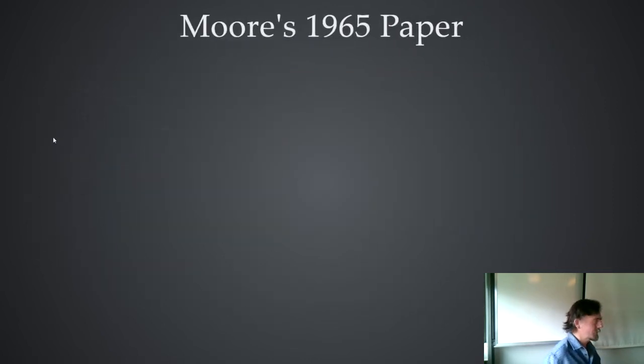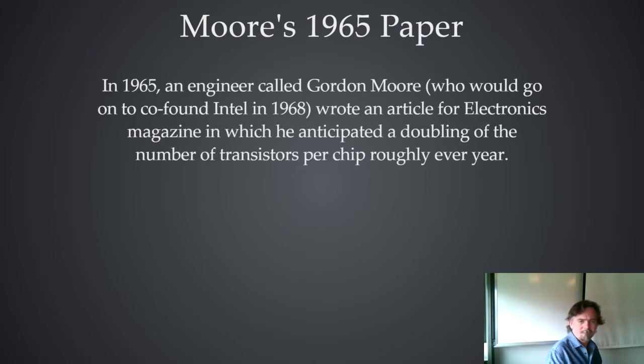So this is where Moore's law comes in. There's a guy called Gordon Moore who wrote a paper in 1965, which was during the early development of the integrated circuit. He wrote a magazine article, very short, only 3 pages. What he did is he anticipated that the number of transistors you could fit on a silicon chip would double roughly every year. And he thought, well, if that trend continues, you could anticipate where things would be down the line.